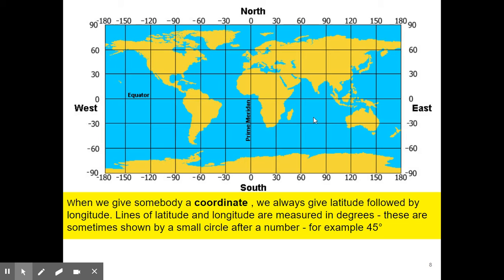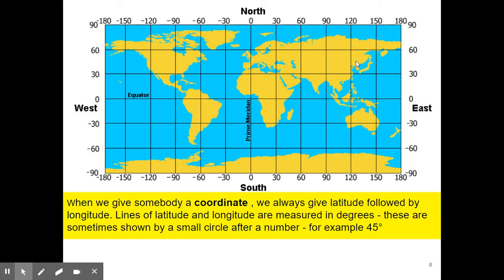So to give somebody a coordinate, we have to make sure that we give them the numbers in the right order. And the way we do that is we always give the latitude first. So we always give the line of latitude first. So for example, if I was going to give you a coordinate that was on this line, I would say you are 30 degrees north because you're above the equator.